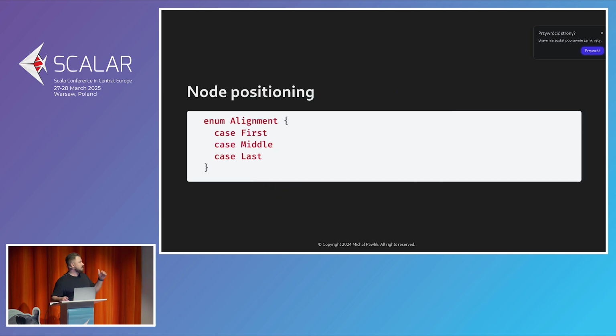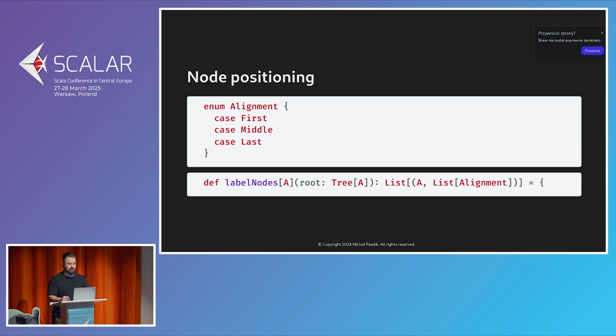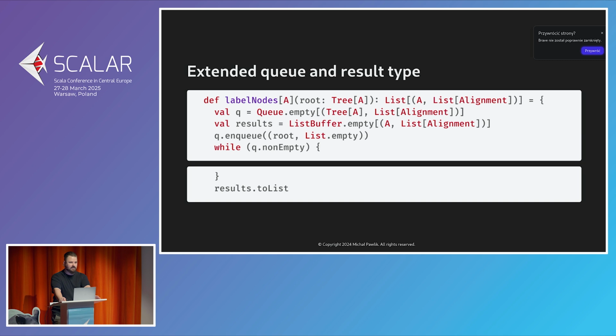So let's model this position or alignment on the tree. Enum sounds like a good idea for starters, and then we create this labeling algorithm. The labeling algorithm will create something like a list or a mapping from the A, which is the value, to the list of alignments, because we have a variable amount of nesting levels. The algorithm looks very similar to what we saw already, the difference being the type. We enqueue not the tree itself, but the tree and the previous alignments, and then the output is also different because we output the alignments.